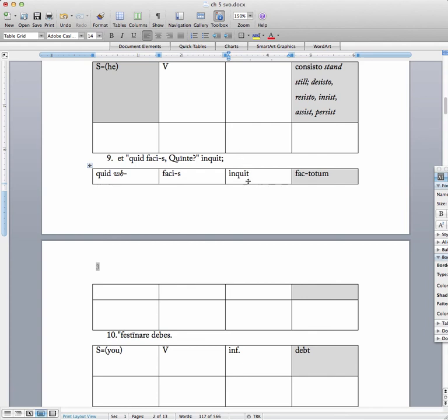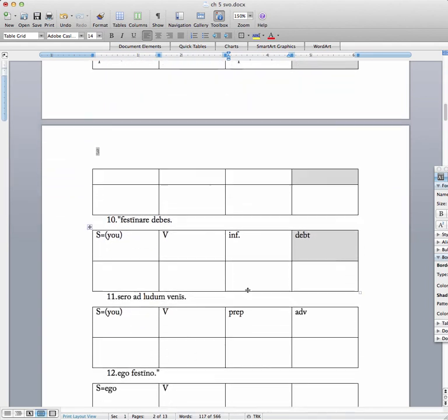And then inquit just means says. Let's see. In the next one, the subject, once again, is filled in for you. So you have nothing to put in there but you. Right, like that. Person is still speaking, so the verb ending is S. Infinitive endings are RE. Okay.